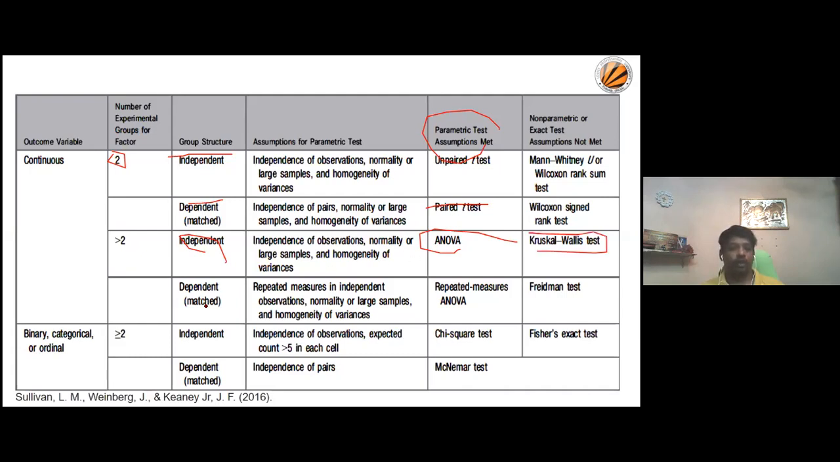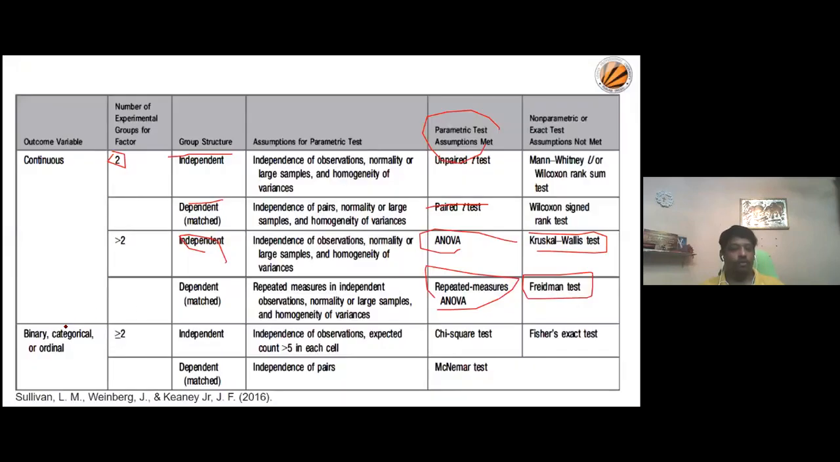In addition, when the same group has been measured repeatedly, more than 2 times, such as 3 or 4 times, we must use the repeated measures ANOVA, right? Repeated measures ANOVA, if it is normally distributed without outliers and meets all the assumptions. If it fails to meet those, you use the Friedman test, which is the non-parametric test for repeated measures.